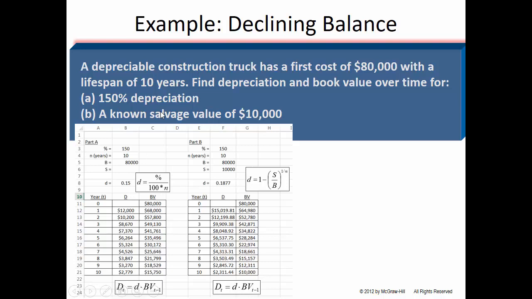In Part B, if you know that at the end it should reach a salvage value of 10,000, what you're doing is calculating what D factor will get you to that known salvage value. We know the starting point is 80,000 and the finishing point should be 10,000, so we're interpolating the value each year between those points by calculating what depreciation fraction will get us to exactly 10,000.